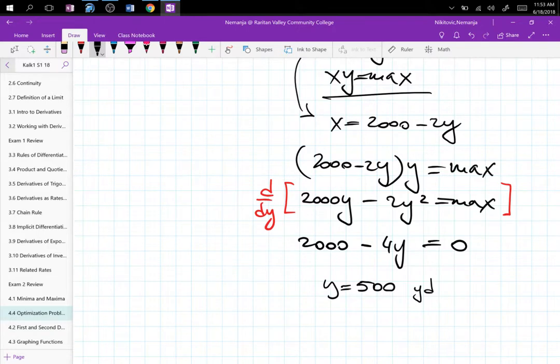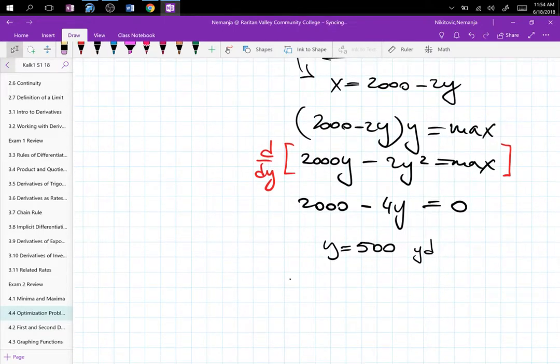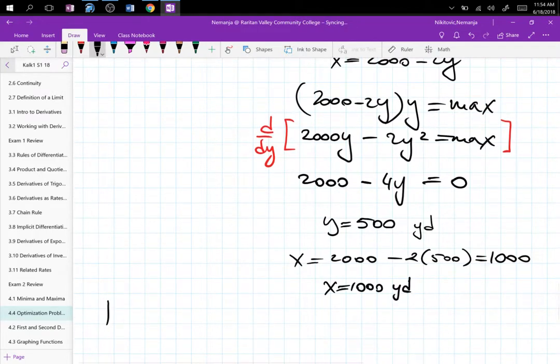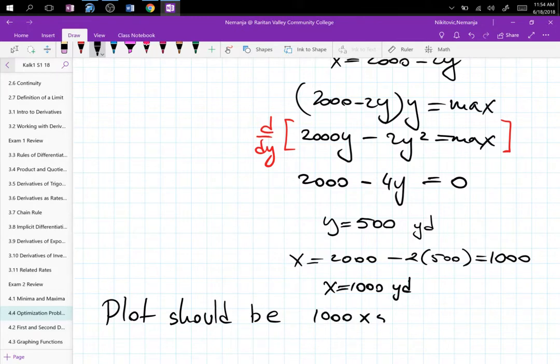Yards. But now what happens with the x? x is 2,000 minus 2 times 500, which is 1,000. So now, the plot should be 1,000 by 500 yards to use all the fence.